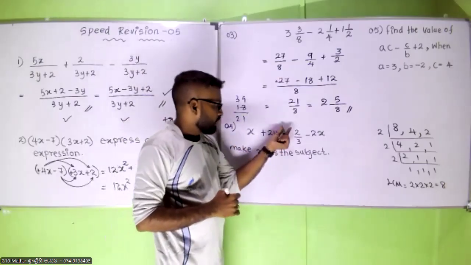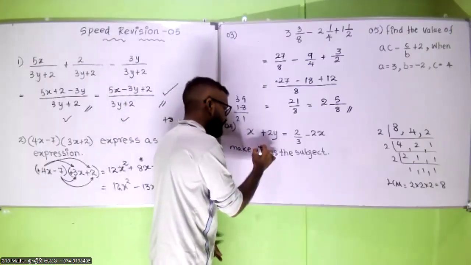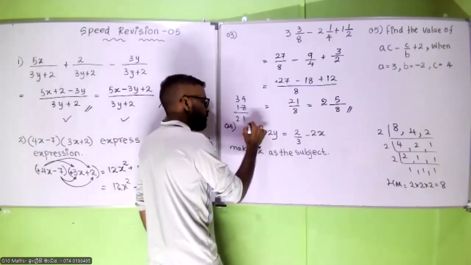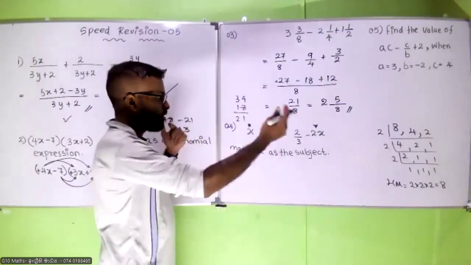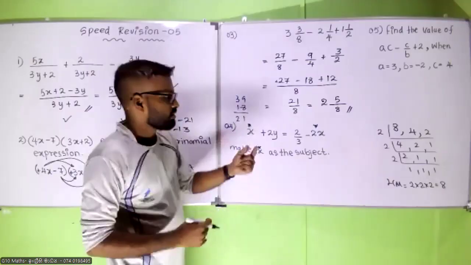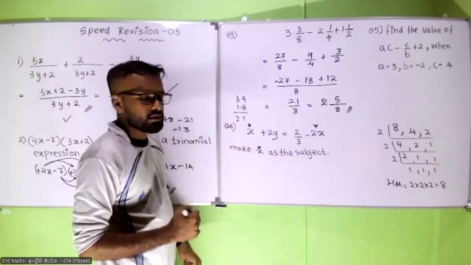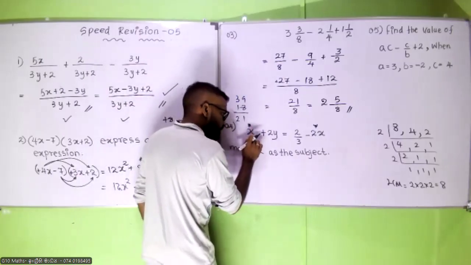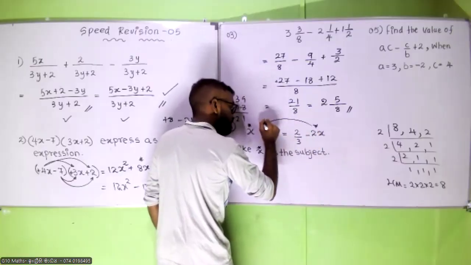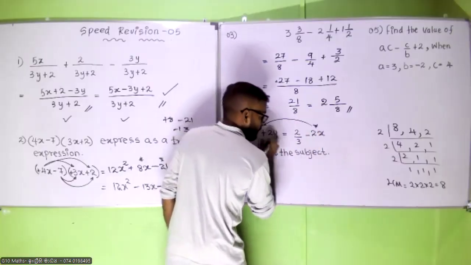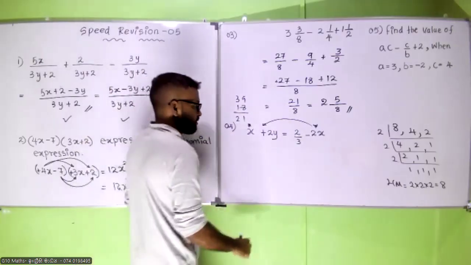x plus 2y equals 2 upon 3 minus 2x. Make x as the subject. So here you have x, here you have x. Right? So in both places you have x. Now you need to take those x's into one single place. So here you have x and here you have minus 2x. And if you take this to this side, it will automatically convert into positive 2x, right?